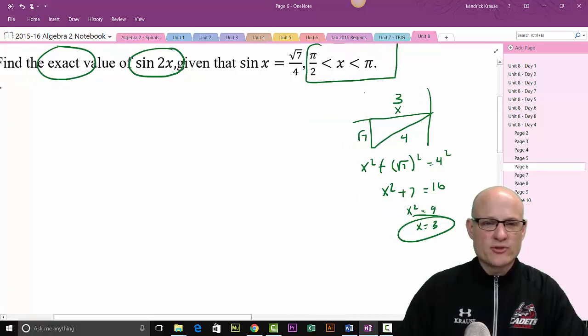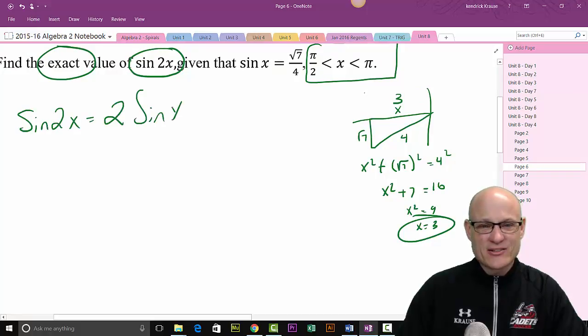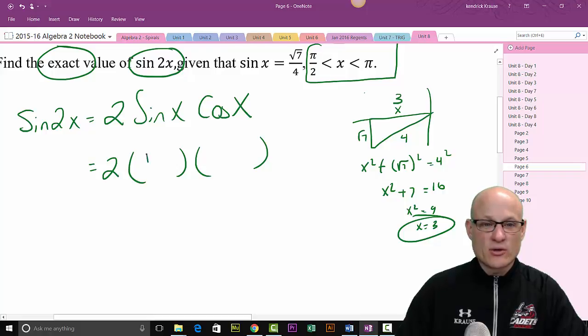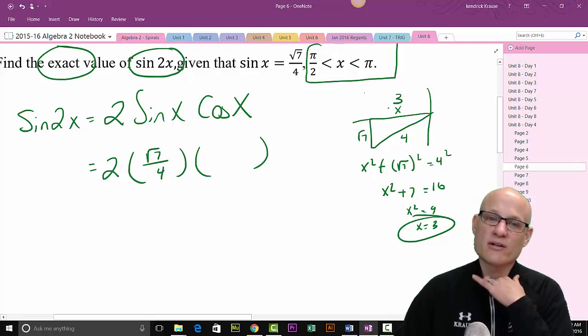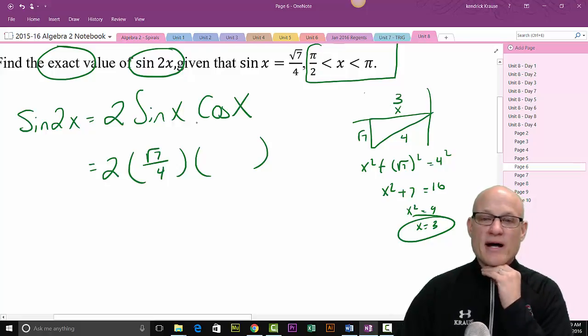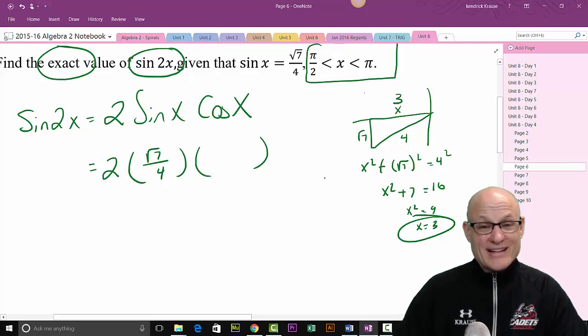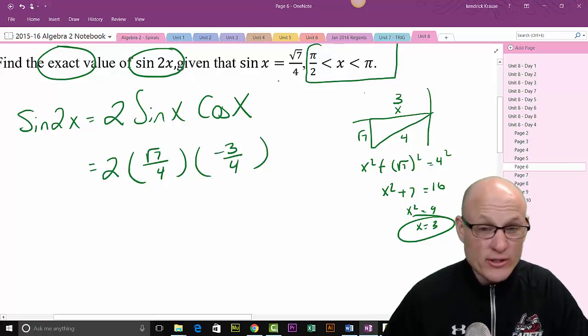So, I want to know the sine of 2x. The double angle formula says the sine of 2x is equal to 2 sine x cosine x. I was given sine x. Sine x is the square root of 7 over 4. We're in quadrant 2, so sine is positive, but cosine is negative in this quadrant. So yes, cosine is 3 over 4, but we're in the second quadrant, so it's negative 3 over 4.